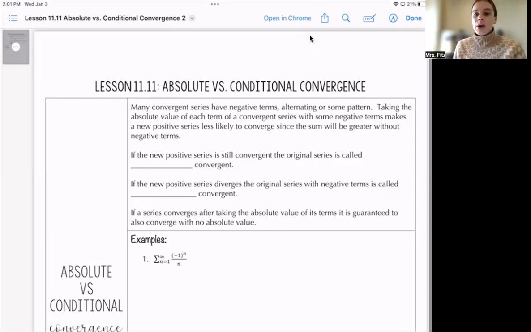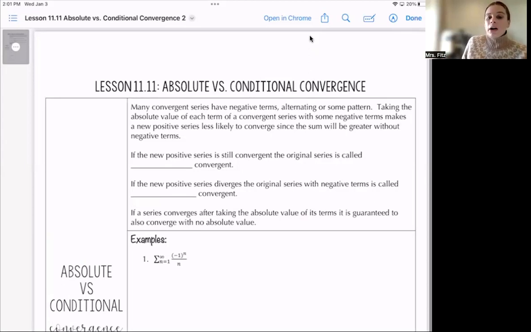Okay, so many convergent series have negative terms or an alternating pattern, right? We've seen alternating series, and we used AST, right? Taking the absolute value of each term of a convergent series with some negative terms makes a new positive series that's less likely to converge, right? Because the sum will be greater without the negative terms kind of weighing it down.